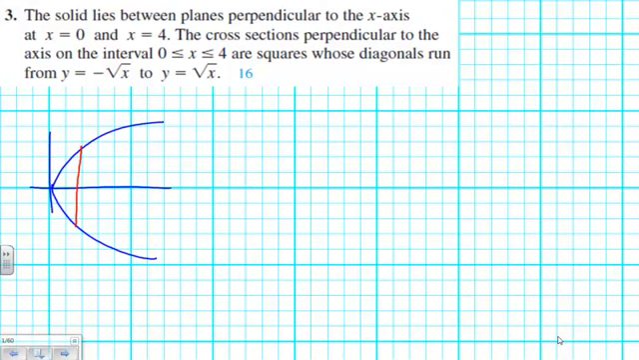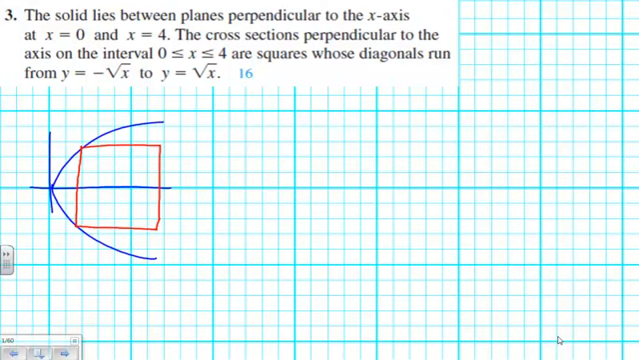And of course, when I draw that red line, what I want you to imagine is that's a square that's coming out of the board at you. If I take that square that's coming out at you and I press it down, it would look like that. And of course, that's just one of an infinite number of squares that represent those slices of that solid.